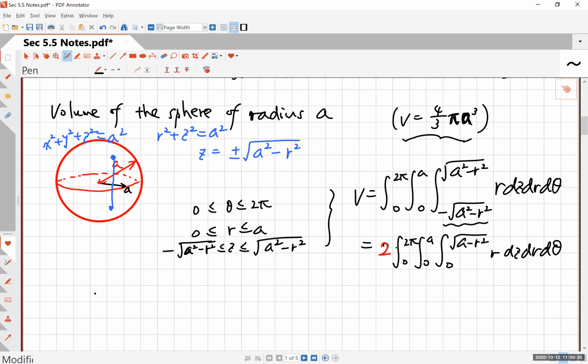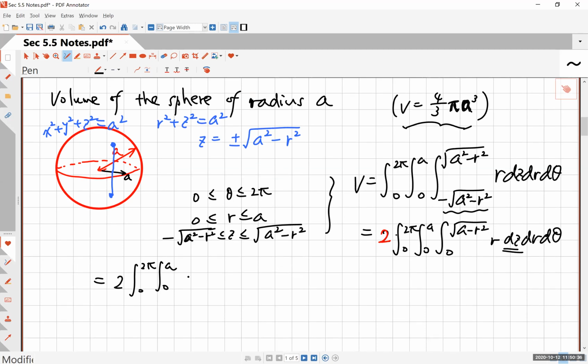And so this is what we can do. All right, let's go ahead and do this. This is 2 times the integral. And then, well, let's see, what do we have? See, the first thing we do is to integrate with respect to z, right?